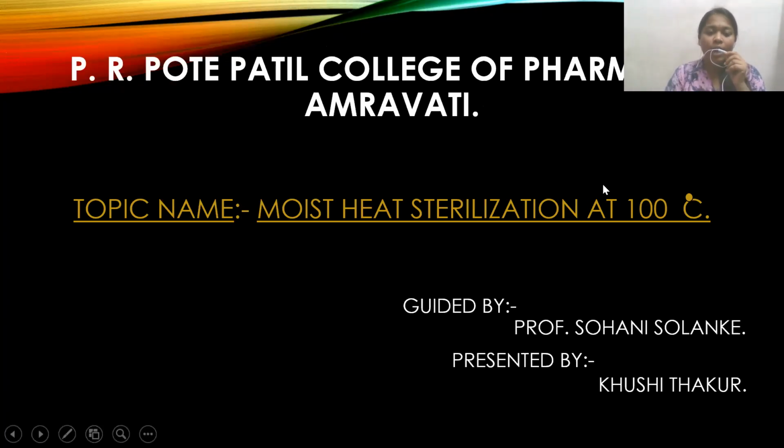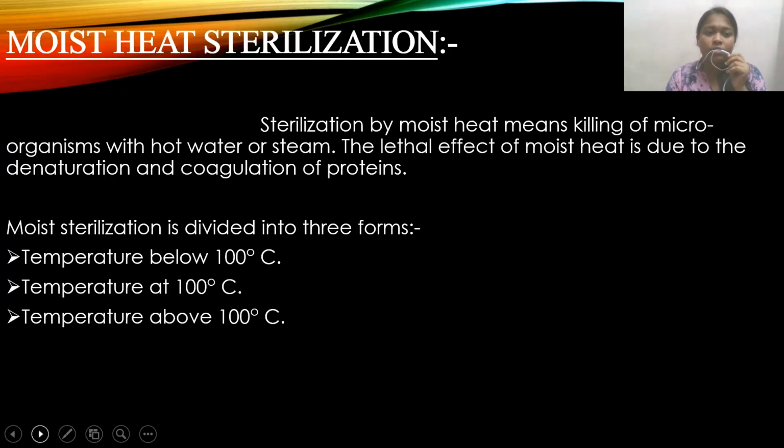Myself Khushi Thakur and my topic name is moist heat sterilization at 100 degrees Celsius. So, moist heat sterilization is sterilization by means of hot water or steam. It means the microorganisms are killed by hot water or steam. Why are the microorganisms killed? Because in the microorganisms, denaturation and coagulation of proteins take place.